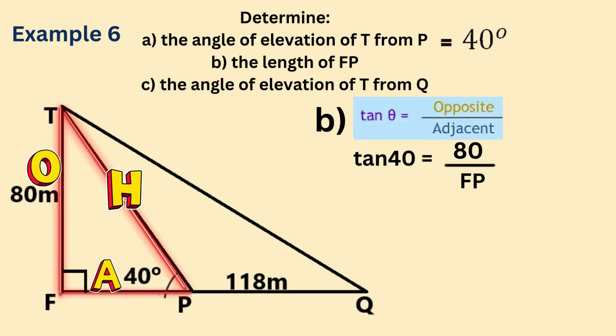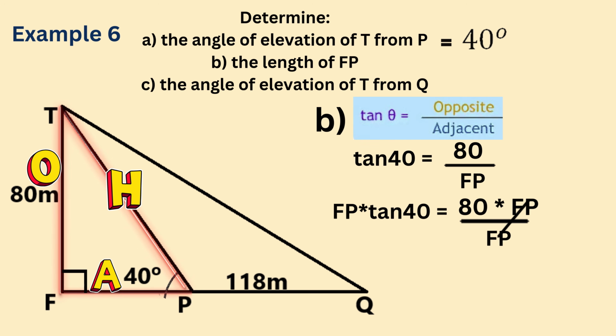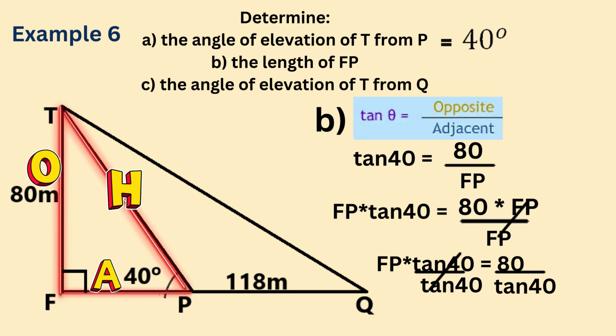To solve for FP, we need to get rid of the fraction, so multiply both sides by the denominator FP. So we end up with FP times tan 40 equals 80. We now divide both sides by tan 40 to solve for FP. Our solution is therefore FP equals 80 divided by tan 40, which is 95.34 meters.